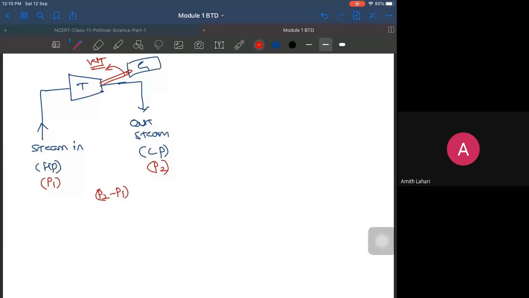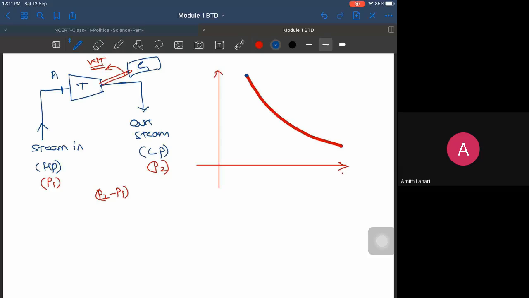Now, if I try to plot the PV diagram of the same thing, it looks something like this, where this particular point is your initial state, which is here. Here the pressure is, this is state 1, and this is state 2, which is at the exit of the turbine. So here is your state 1 and here is your state 2, and same thing, here is your state 1 and state 2.